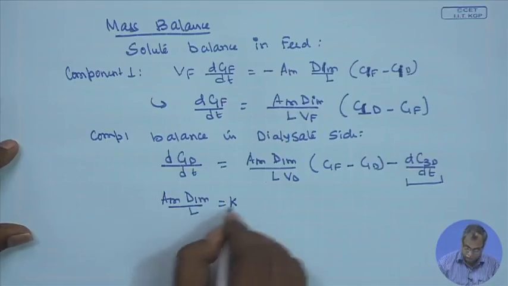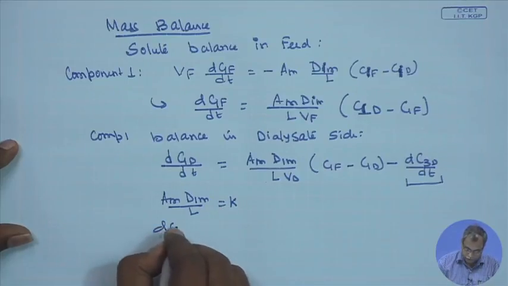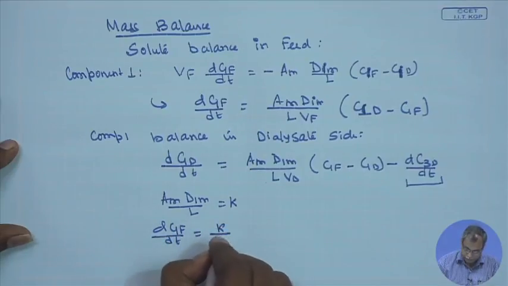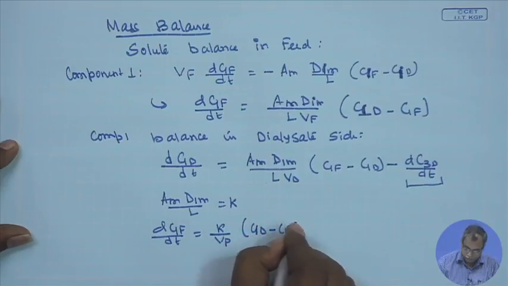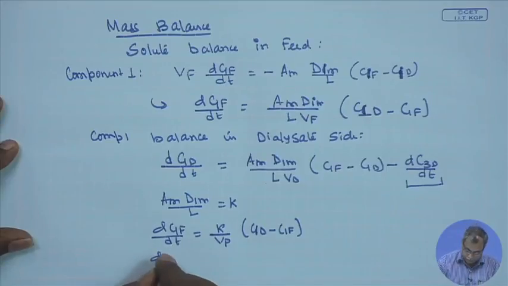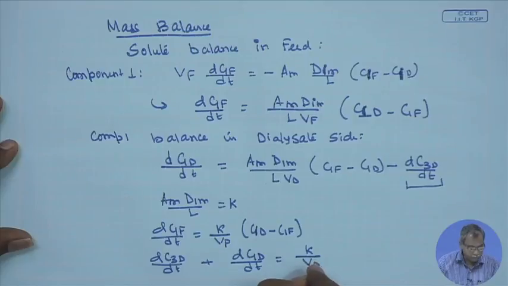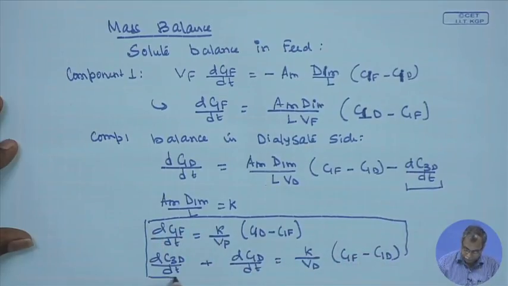If I write it that way, we can write the governing equations briefly. d C1 f dt will be nothing but K by V f times (C1 d minus C1 f), and the other one is d C3 d dt plus d C1 d dt equal to K over V d times (C1 f minus C1 d). So, these will be the final transformed equations.